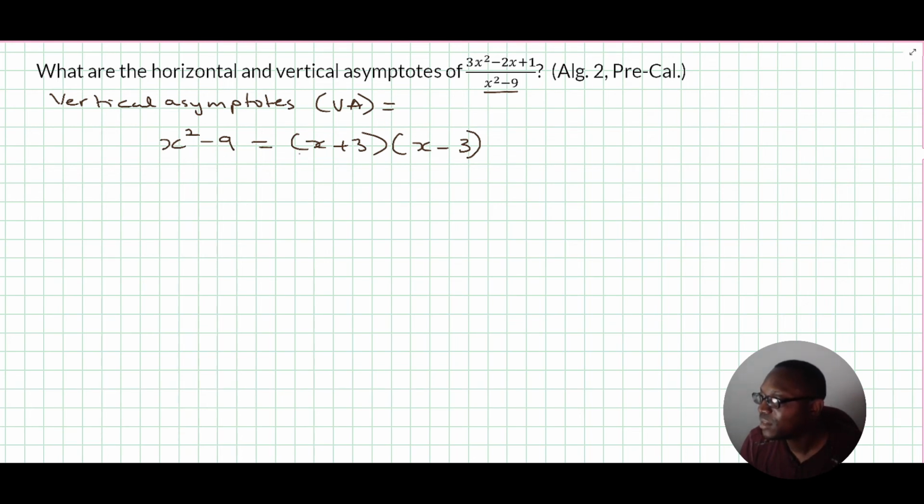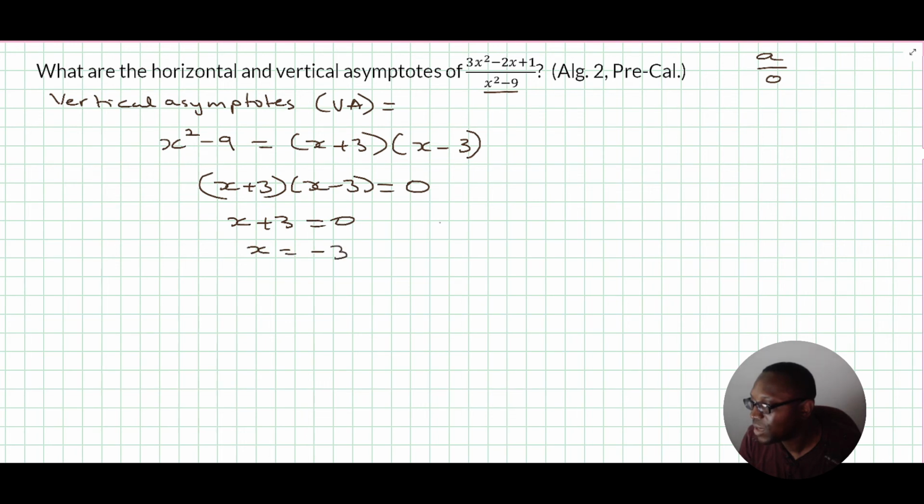So what we're looking for is the value of x that, if you have that value in the denominator, you have an undefined function. You have something that looks like this, a over 0. This you cannot really do. So the value of x that makes the denominator 0 is what we will call our vertical asymptote. So now, x plus 3, x minus 3 equal to 0. So we're going to find x plus 3 equal to 0, so x equal to negative 3, x minus 3 equal to 0, and then x equal to positive 3. So therefore, our vertical asymptotes here are going to be x equal to negative 3 and positive 3.